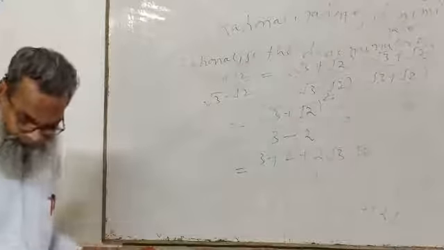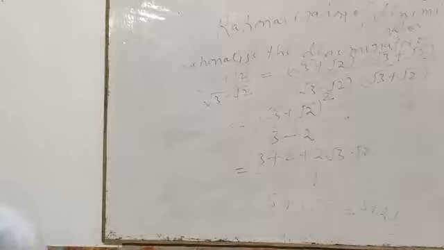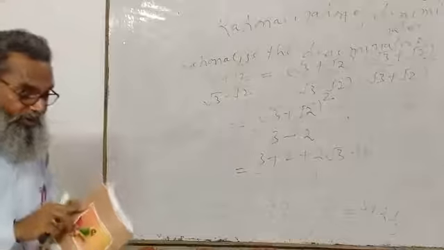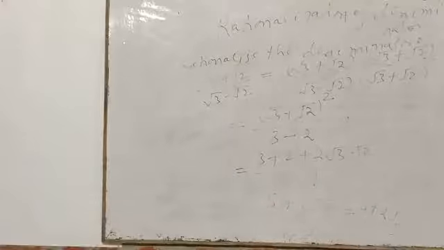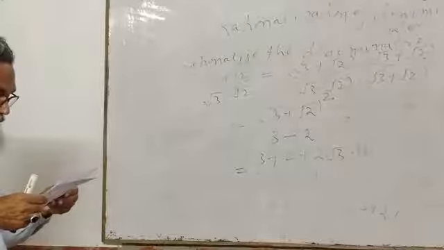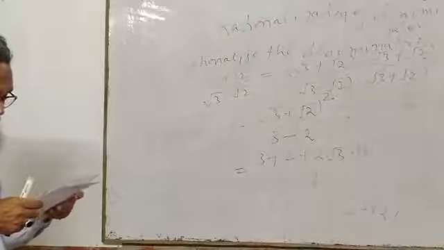One more thing I want to clarify: how we will show that 3 plus 2 root 5 is an irrational number by the contradiction method.